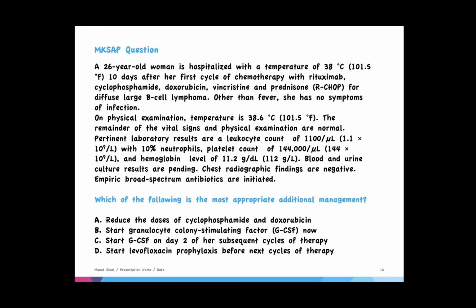Okay, let's go back to our case. So primary prophylaxis is for someone that you know will have neutropenia for a long time. Which patient is that? You tell me, guys. We talked about it. What patient is the patient that you already know will have prolonged neutropenia? They're going to have profound neutropenia after the treatment.